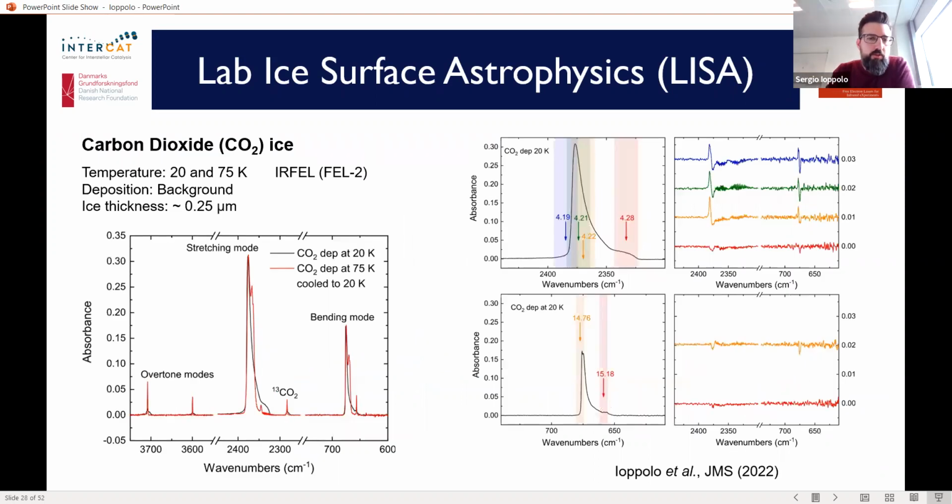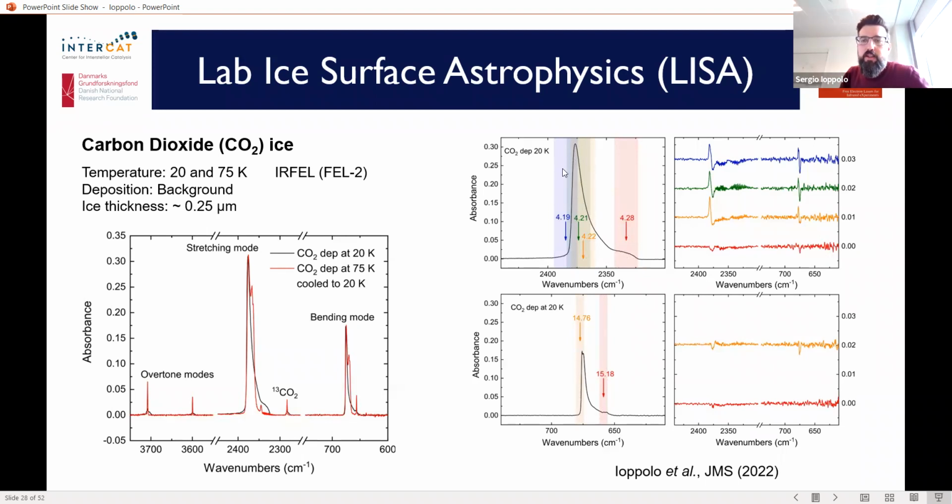So if we go back to CO2 and we deposit CO2 at low temperature, at 20 Kelvin, or at a higher temperature, 75, then we should definitely have an ice that is more amorphous and another that is definitely crystalline. And we can expose the two of them to the infrared radiation and see what happens to the ice. We can do it as a function of frequency and irradiate the stretching mode of the amorphous ice in different spots, around the main peak or at the wing, as well as doing the same for the bending mode at 15 microns.